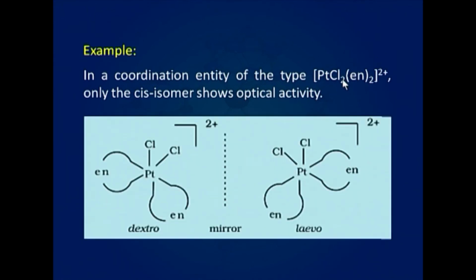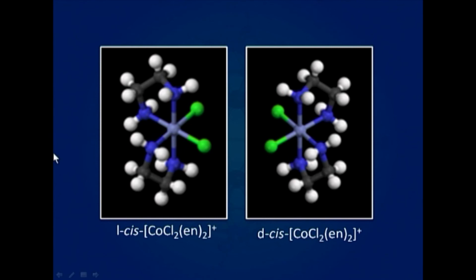You can see the mirror image of the cis isomer is non-superimposable and also there is no element of symmetry. Therefore, the cis isomer of this complex is optically active, but the trans isomer of this complex will be optically inactive. Here is the stereo view of the cis isomer of the complex [CoCl2(en)2]. Here also you can see the cis isomer is optically active as there is no element of symmetry and the mirror images are also non-superimposable.